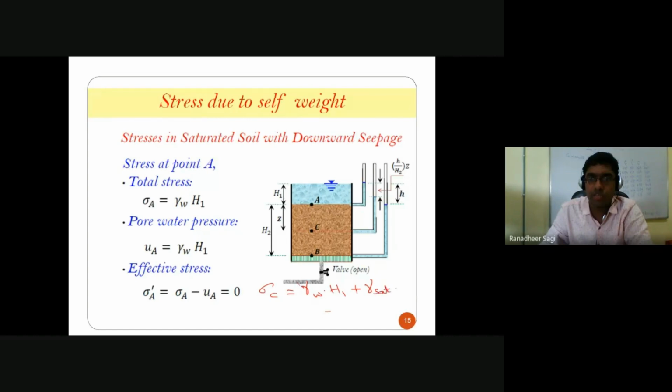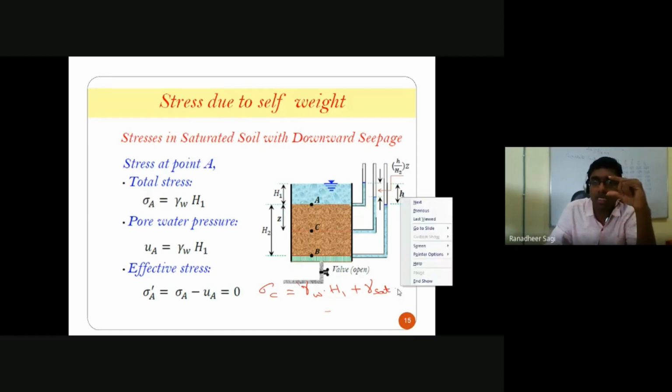So the saturated unit weight of soil into the corresponding height of the soil strata. So that is nothing but Z meters. That is going to be my total stress at point C.